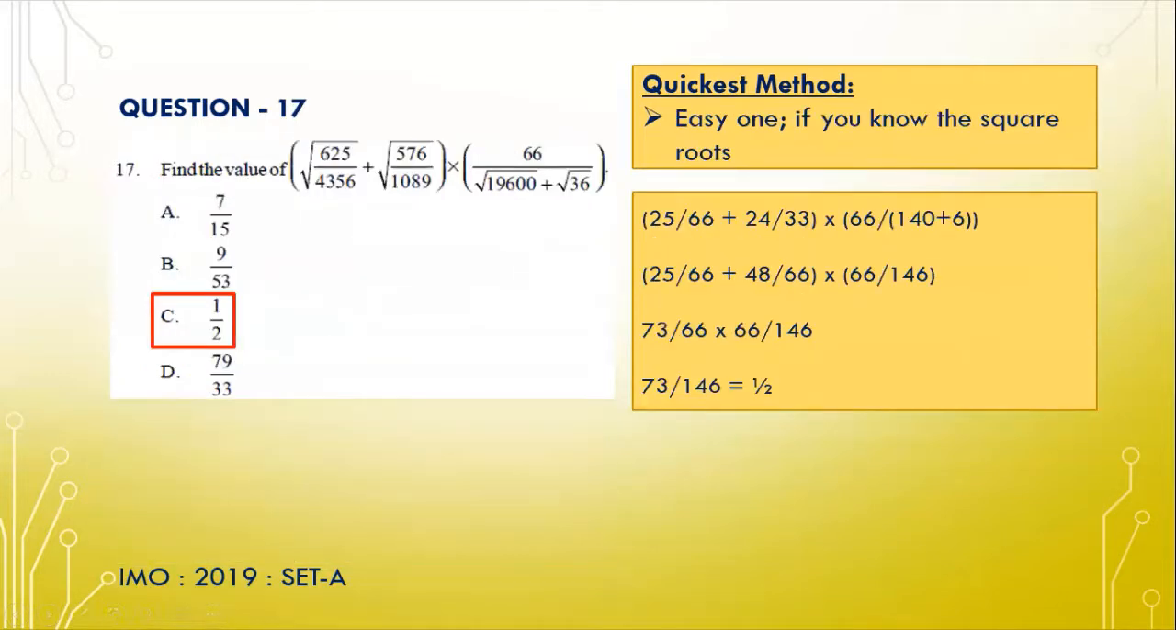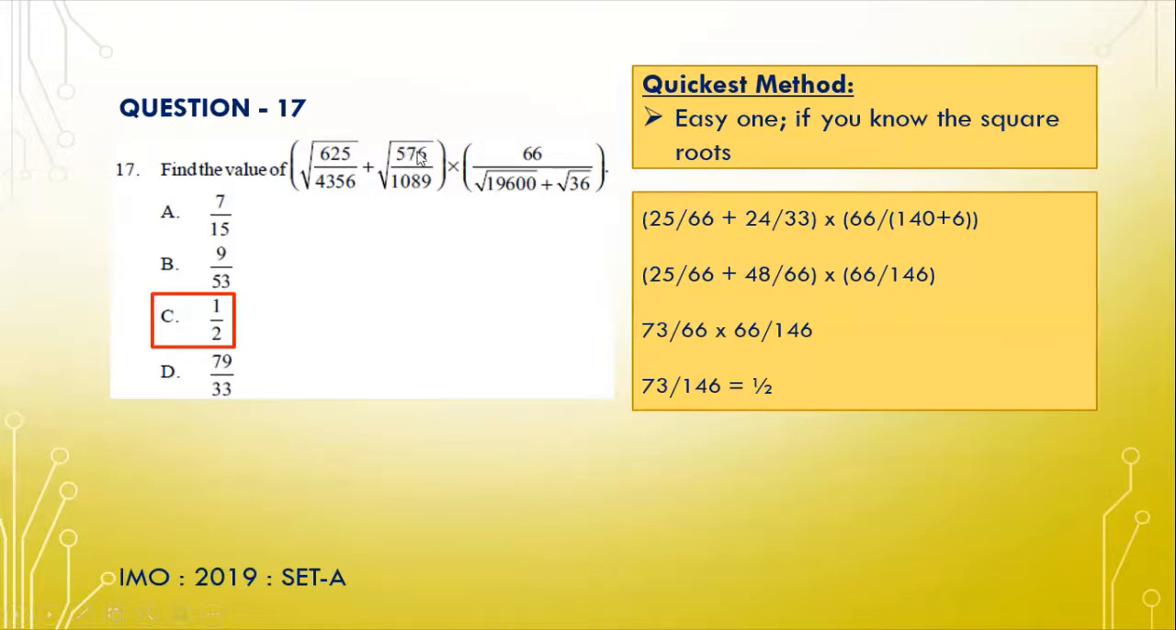Find the value of square root of 625 upon 4356 plus square root of 576 upon 1089 into 66 upon square root of 19600 plus square root of 36. So again, an easy one if you know the square roots. What is square root of 625? 25. What is square root of 4356? 66, isn't it? So this will be 25 upon 66.